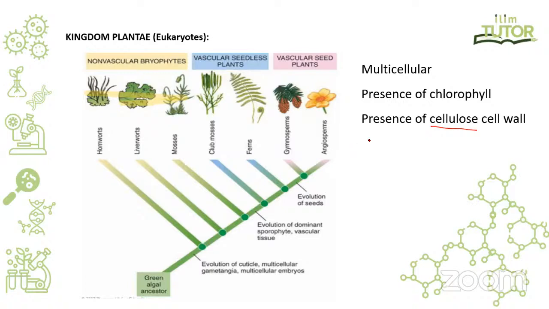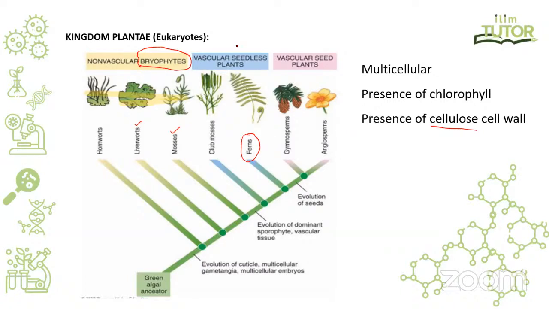We have what we call the bryophytes. For the bryophytes, we have the mosses and liverworts. These are the typical examples of your bryophytes. And then we have the seedless plants. They are vascular, but they are seedless. And here we talk about things like the fern. Then finally, we talk about the vascular plants, which are seed bearing.